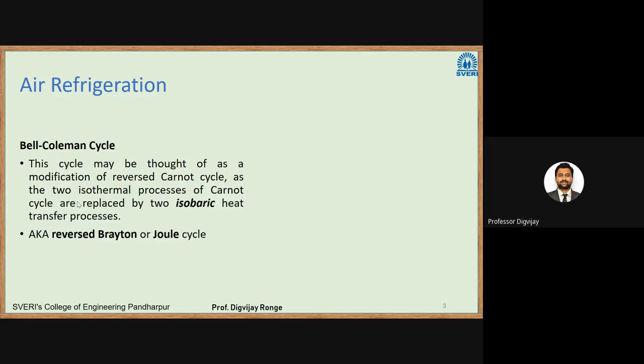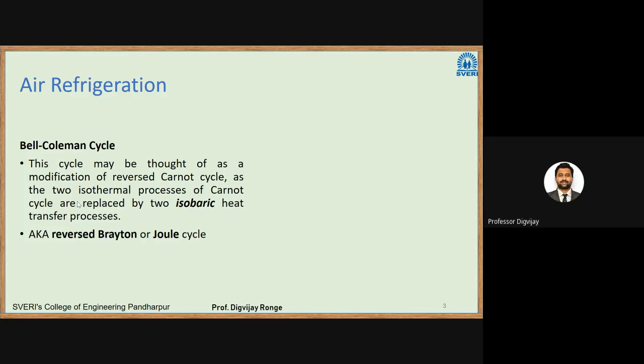The Bell-Coleman cycle is one of them. What is the Bell-Coleman cycle actually? I will read this. This cycle may be thought of as a modification of the reverse Carnot cycle. The reverse Carnot cycle contains two isothermal processes and two isentropic processes. These two isothermal processes of the Carnot cycle are replaced by two isobaric heat transfer processes. Isobaric means the pressure remains constant.